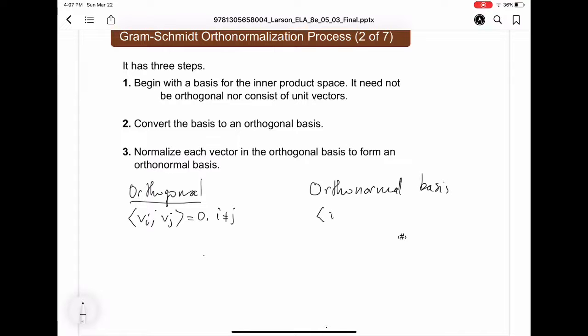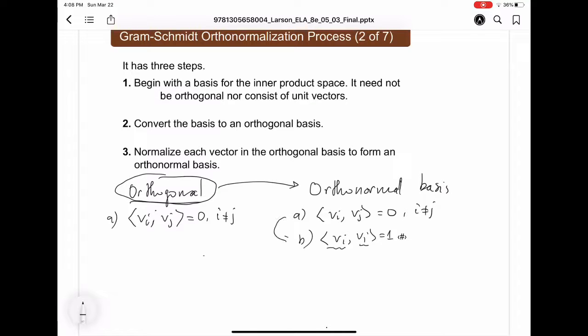So orthonormal includes orthogonality. We have the first condition here, the inner product of vi and vj equals 0 for i different from j. But at the same time, we require that the norm of each vector is 1. So basically, the inner product of each vector with itself is just 1. So we need two conditions, A and B, and here we just have A. So in order to make an orthonormal basis, we need to make an orthogonal basis first, and then we move to the second step to make it orthonormal. That is the first thing.